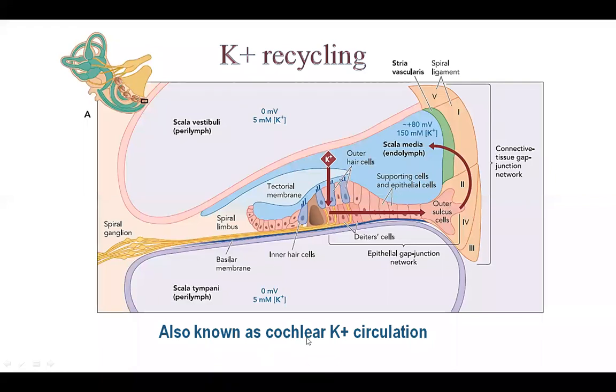This is also known as cochlear potassium circulation. As you know, from the endolymph, the potassium is going to enter into the hair cells in response to the shear forces which are created. That is, the bending of the stereocilia will cause entry of potassium into the hair cells. Once they enter into the hair cells, they will go across the supporting cells, that is the Deiters cells. Now, these Deiters cells form a tight epithelial gap junction network.